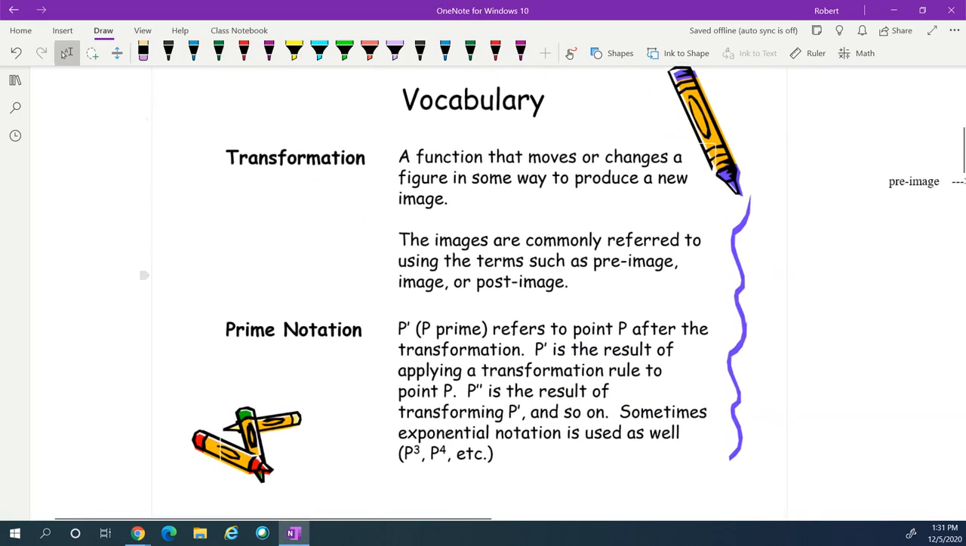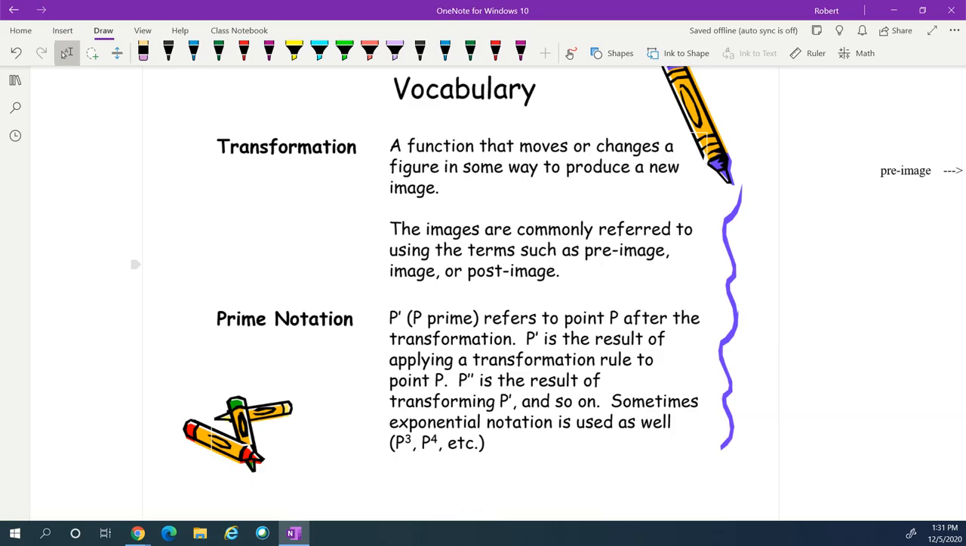A transformation is a function that moves or changes a figure in some way to produce a new image. Now, we have these terms called pre-image, image, and post-image. All that means is that whatever image we're looking at might be the original or it might be after one change. There's something before it, a pre-image. Then we do something to it and create a new image, a post-image. So these three terms kind of float a little bit, and I'll explain that more after I talk about prime notation.